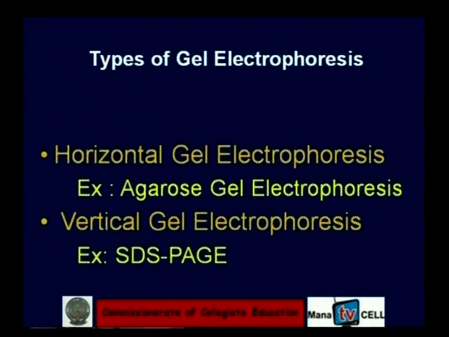These are the types of gel electrophoresis. It is of two types: horizontal gel electrophoresis and vertical gel electrophoresis. Agarose gel electrophoresis is an example of horizontal gel electrophoresis, and SDS-PAGE is an example of vertical gel electrophoresis.